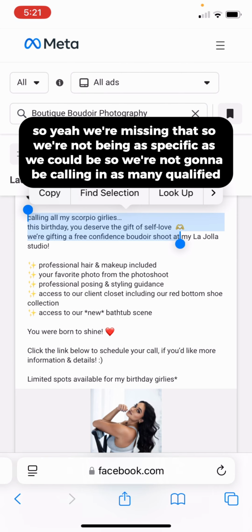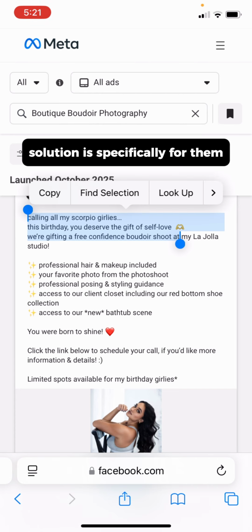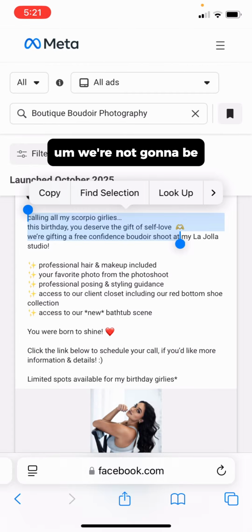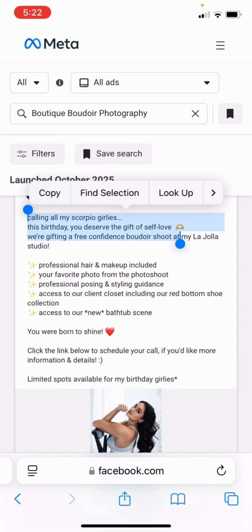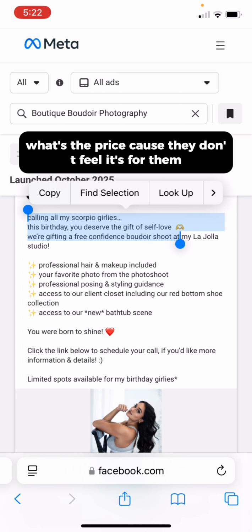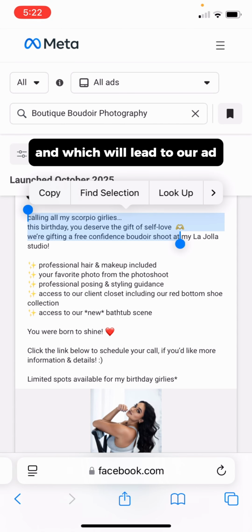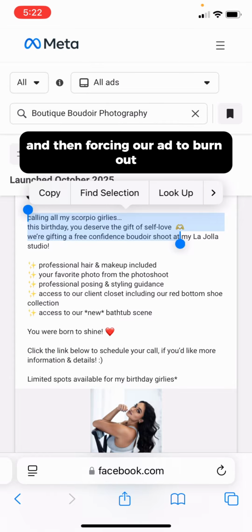And so we're missing that. So we're not being as specific as we could be. So we're not going to be calling in as many specific qualified women who feel our solution is specifically for them. So we're going to be getting fewer book calls, fewer qualified leads, qualified contacts, a lot of non-buyers, a lot of price hunters, a lot of what's the price, because they don't feel it's for them, which will lead to our ad going to worse and worse people over time. We'll also convert at a lower rate, and that forces our ad to burn out.